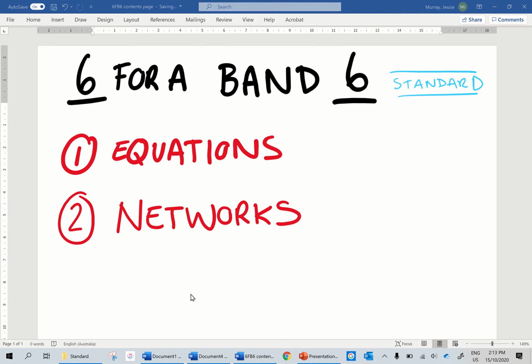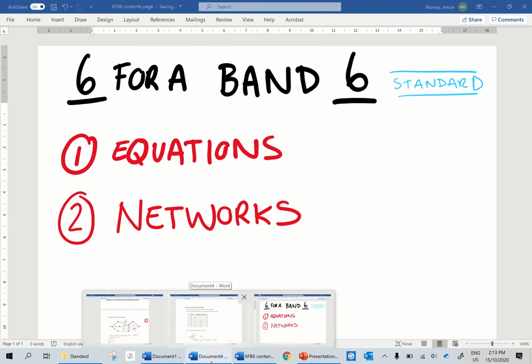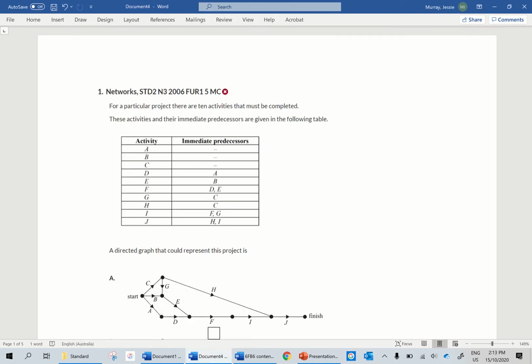So what I'm going to do, once again, we're assuming that you know the basics of networks, and I'm just looking at these HSC style questions. I'm focusing today on the critical paths topic, just because it's the more difficult one by far. I find this one quite challenging. So let's have a look at these HSC problems.